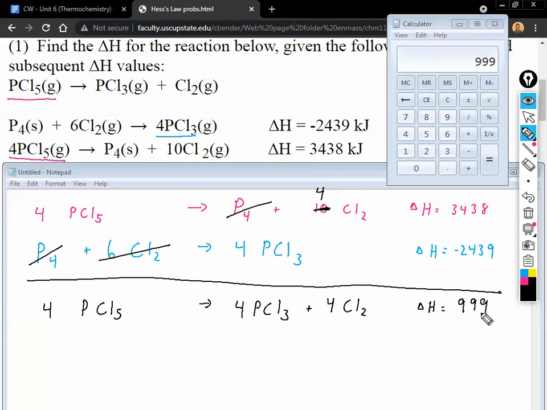Okay. Now, is this the final answer that we want? It's not, because what coefficients do we want in front of all of them? We want them to be 1. So we're going to have to divide the entire equation by 4. If we divide the entire equation by 4, we're getting rid of the 4 here, 4 here, 4 here. That turns them all into 1. And then we're going to have to divide 999 by 4, and that'll give us a final answer of 249.75 kilojoules.